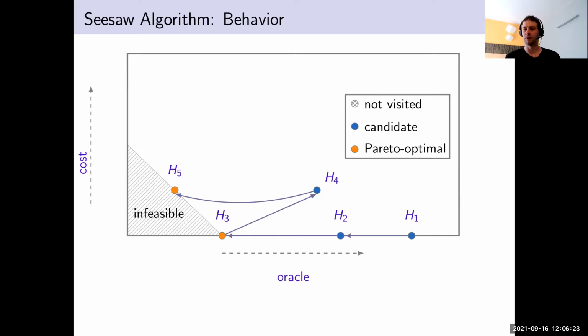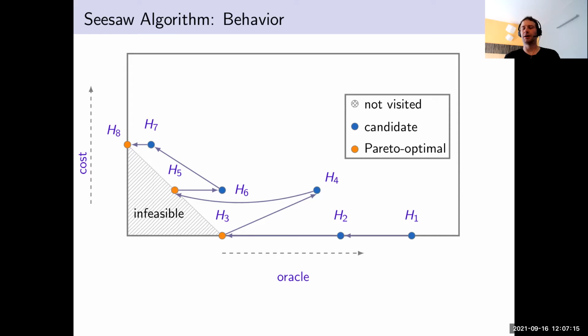So we don't know how many iterations it will require, but we are guaranteed by repeating this process to find the whole Pareto front of these two functions, starting with the Pareto optimal point, which has the cost minimal, and we end with the Pareto optimal point, which has minimum oracle value. Okay, so this is the take-home message. The Seesaw algorithm is able to explore the whole Pareto front while not really knowing much about this oracle function, meaning it's a black box function.